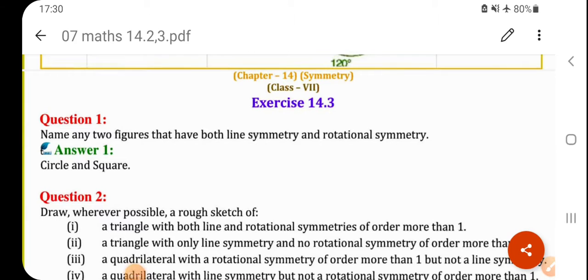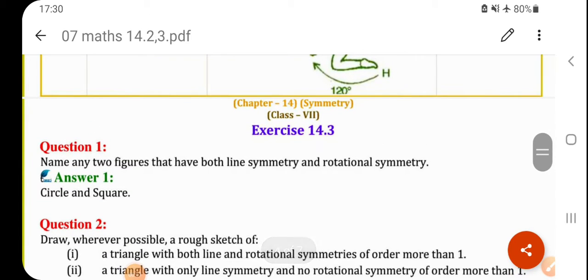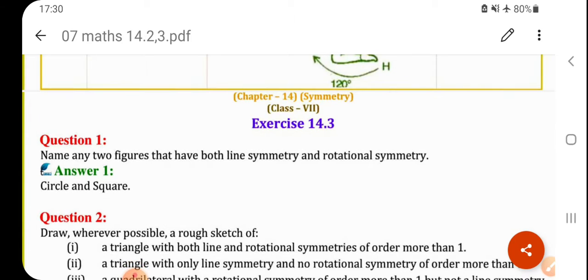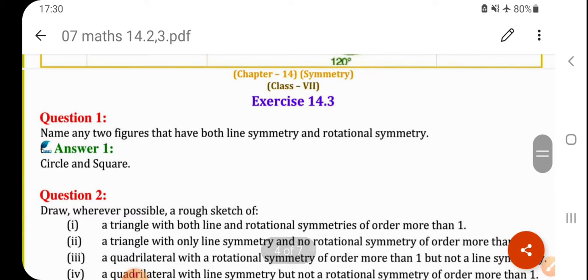Exercise 14.3. 14.1 and 14.2 we have already completed. What is the name of the lesson? It's symmetry.